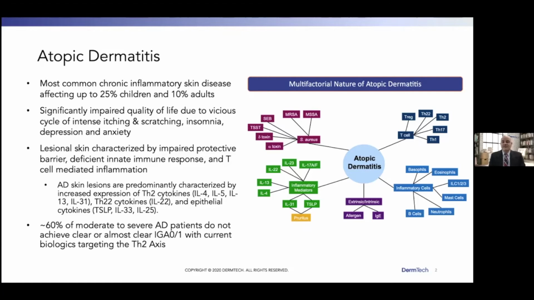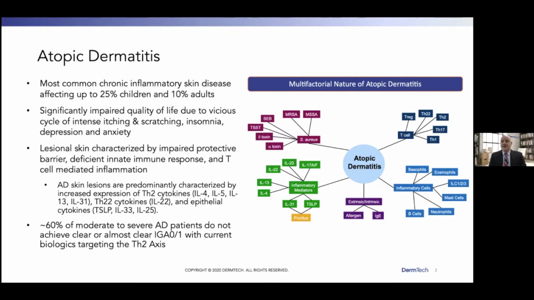In addition to the impact it has on the quality of life, further characterization of the lesional skin has identified an impaired protective skin barrier, so the skin barrier function, for example, deficient innate immune response that prevents its ability to defend itself against invading bacteria, and is associated with increased T-cell mediated inflammation. Specifically, atopic dermatitis lesions are predominantly characterized by the increased expression of Th2 cytokines, Th22 cytokines, and epithelial cytokines.